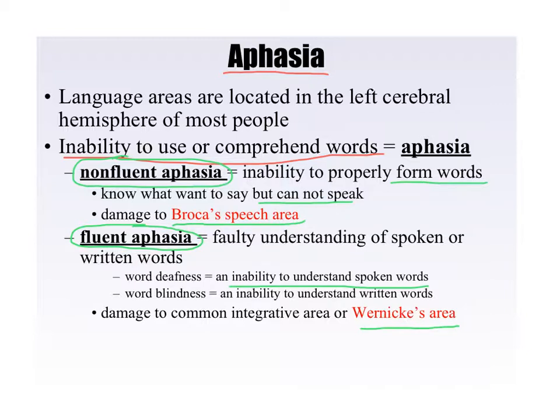And it's kind of weird, but there's actually two different types of fluent aphasia. Word deafness, where you cannot understand spoken words if you hear them, and also word blindness. These are different areas of the brain, slightly different areas of the brain. And word blindness is what you probably can figure out. It's difficult to understand the written words. So there are two types of fluent aphasia.